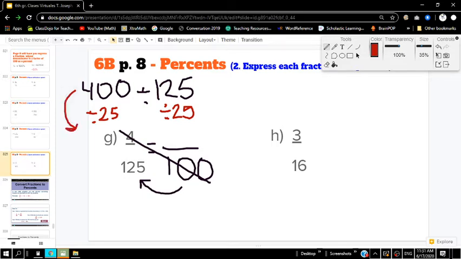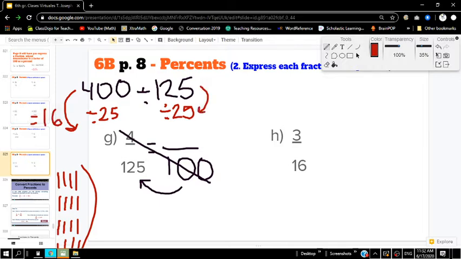400 divided by 25, well, if I count by 25s: 25, 50, 75, 100, 125, 150, 175, 200, 225, 250, 275, 300, 325, 350, 375, 400. 16, right? 400 divided by 25 equals 16, and 125 divided by 25 is 5. So what I'm really doing is dividing 16 by 5.